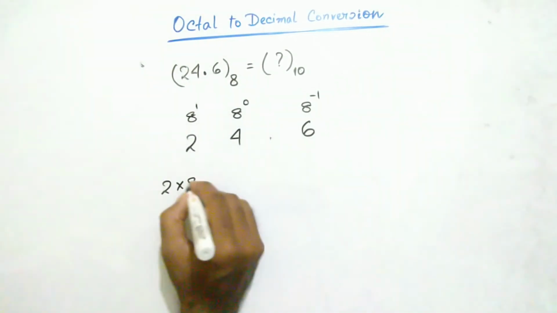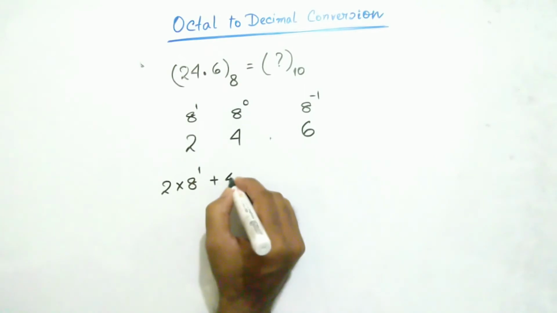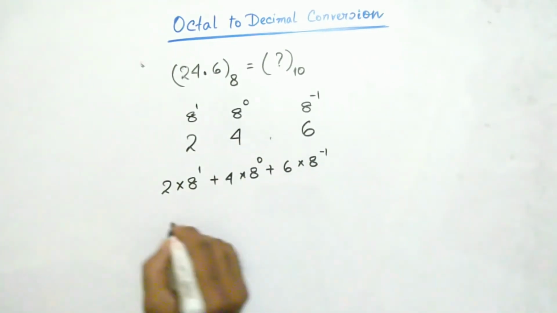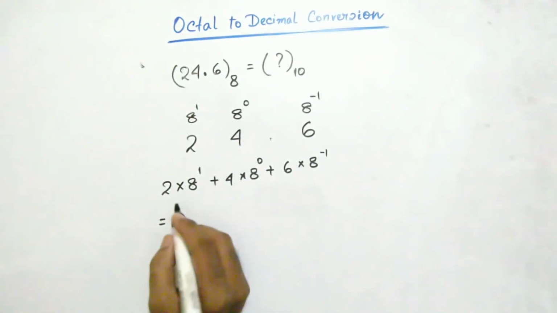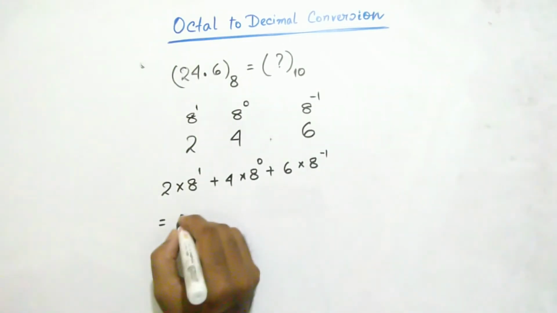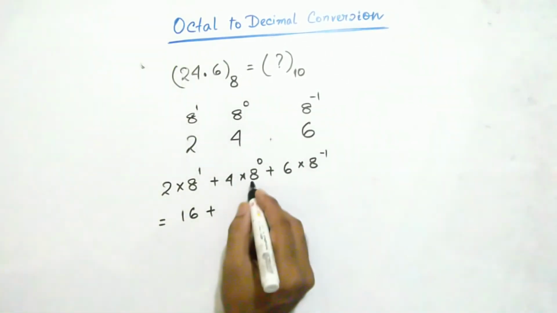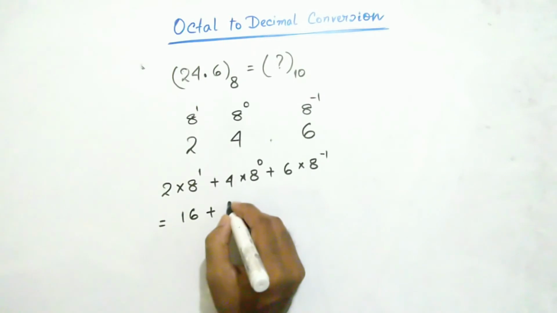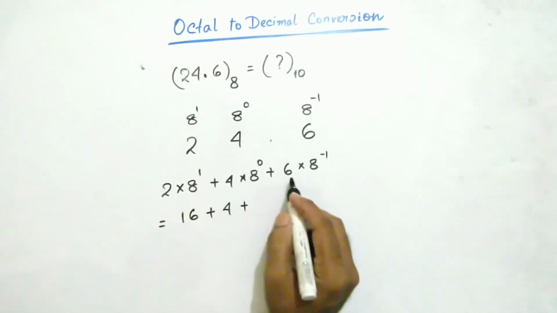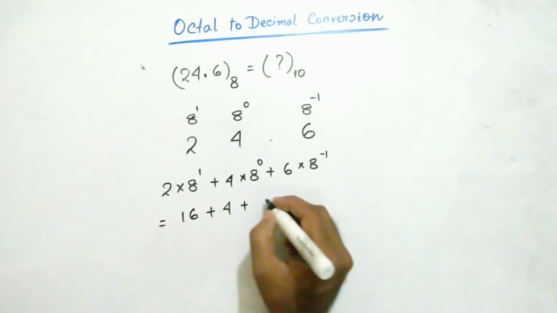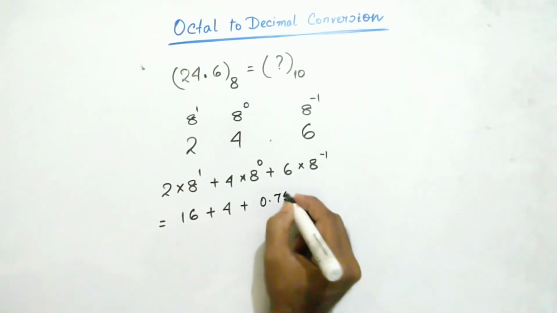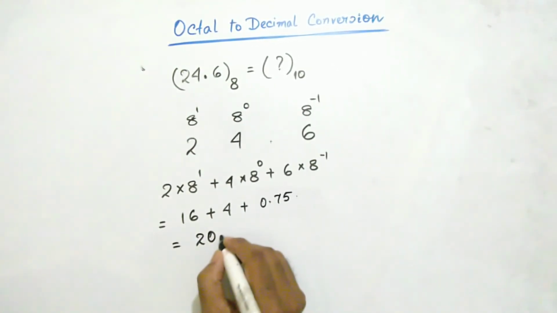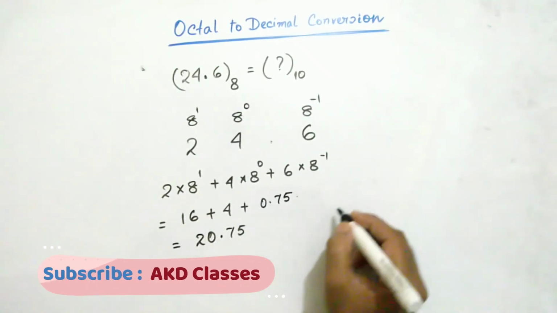So the digits are getting multiplied with their respective positional weightage, and we will make the sum to get the result. So here 2 multiplied by 8 means 16, plus 4 multiplied by 8 to the power 0, anything to the power 0 means 1. So 4 multiplied by 1 is equivalent to 4, and 6 multiplied by 8 to the power minus 1, we will get the result as 0.75. So therefore 16 plus 4 is 20, and 20 plus 0.75, the result will come as 20.75.